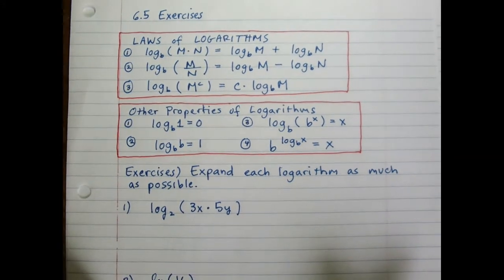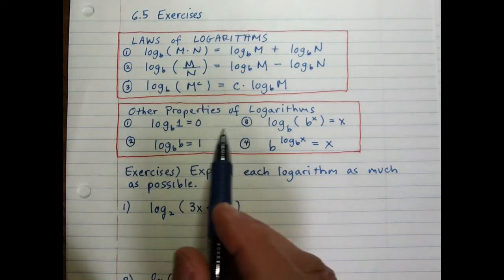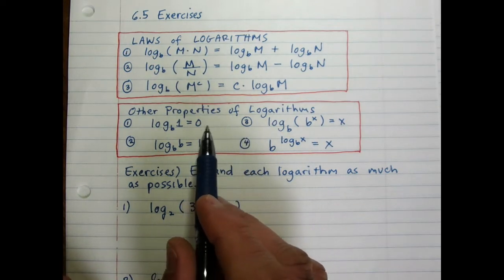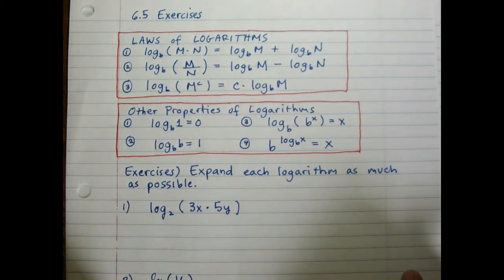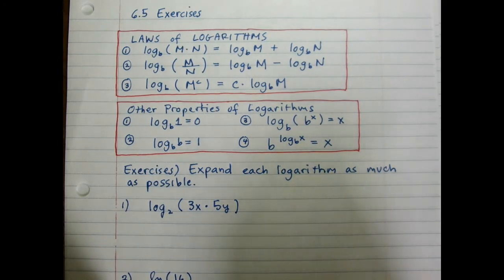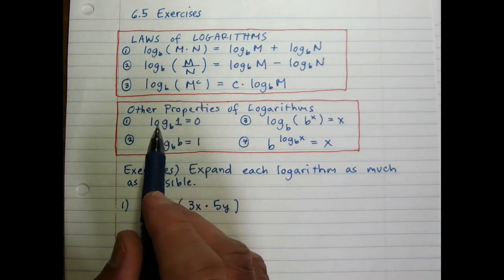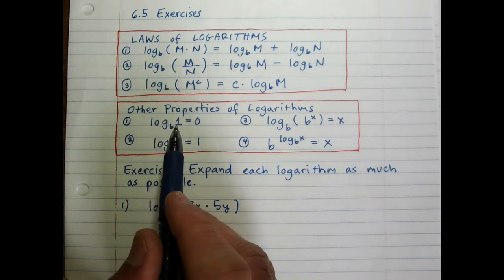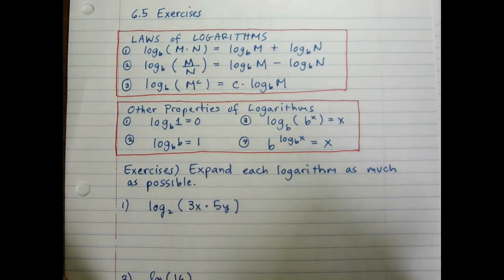And I also wrote down a few other properties that we discussed earlier that come up every so often, and I like having this list all together. They're the three main laws, but there are these other properties we use too, especially the log to any base of 1 is 0. That can be a great help to simplifying. So let's go ahead and start doing some of these problems.